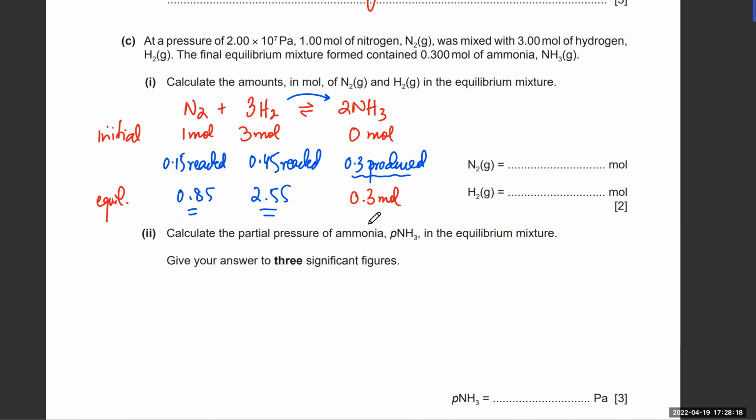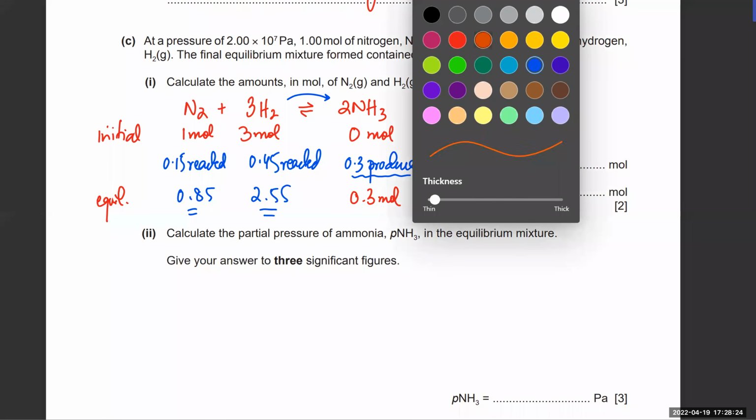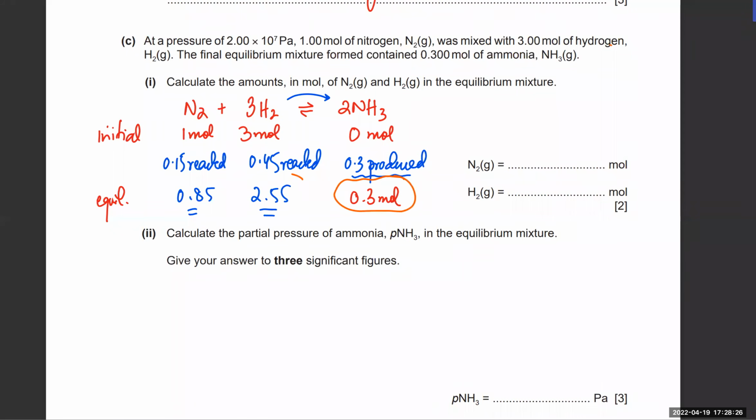And then they ask you to calculate the partial pressure of ammonia in the equilibrium mixture, giving your answer to 3 significant figures. So the partial pressure of ammonia would be the mole fraction of ammonia, which is 0.3, divided by the total. What's the total number of moles? What's 0.3 plus 2.55 plus 0.85? 3.7. So out of 3.7 moles at equilibrium, 0.3 moles belong to ammonia.